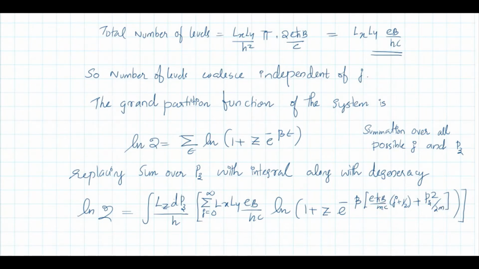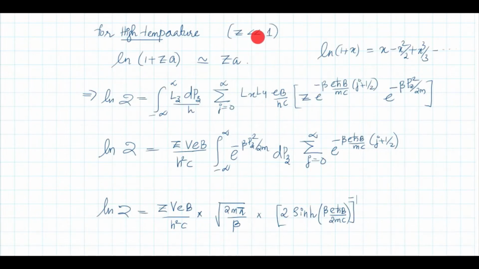This is log theta. For high temperature, fugacity z will be less than 1. Then log 1 plus za is approximately za, because log 1 plus x is x minus x square by 2 plus x cube by 3 minus etc. For very small x, you can neglect the higher order terms and write it as approximately x. Therefore, log theta equals the integral from minus infinity to infinity Lz dpz by h, sigma j equal to 0 to infinity, Lx Ly eB by hc into z e raised to minus beta eh cut B by mc, j plus half, into e raised to minus beta pz square by 2m.